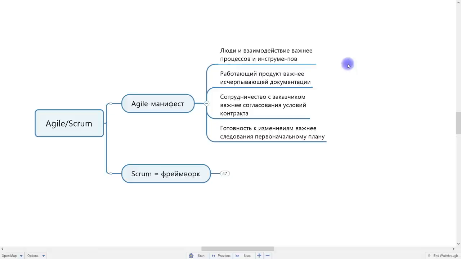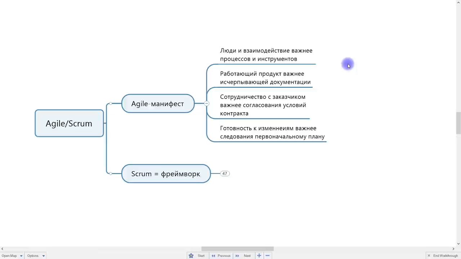For example, the next value, that a working product is more important than exhaustive documentation. That is not to say that we shouldn't have any documentation at all on a project, but this documentation should not be redundant, and we should not spend a huge amount of time and resources on it. The main thing for us is to deliver our working product, our functionality, directly to the customer. That's our number one challenge. So sometimes we can sacrifice exhaustive documentation, but again, we can't exist without documents either.